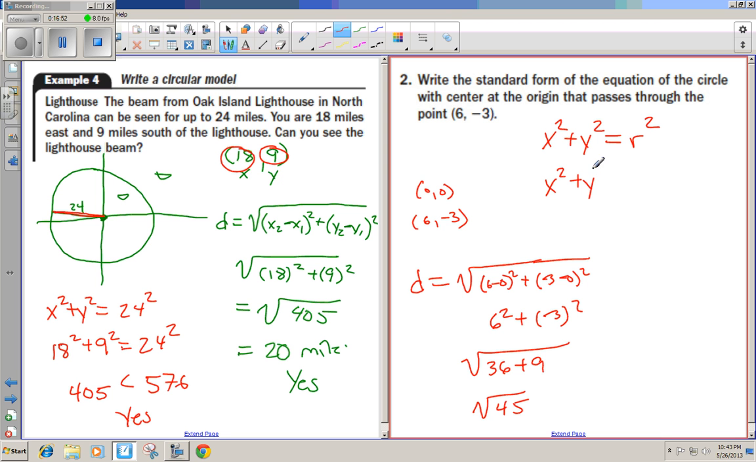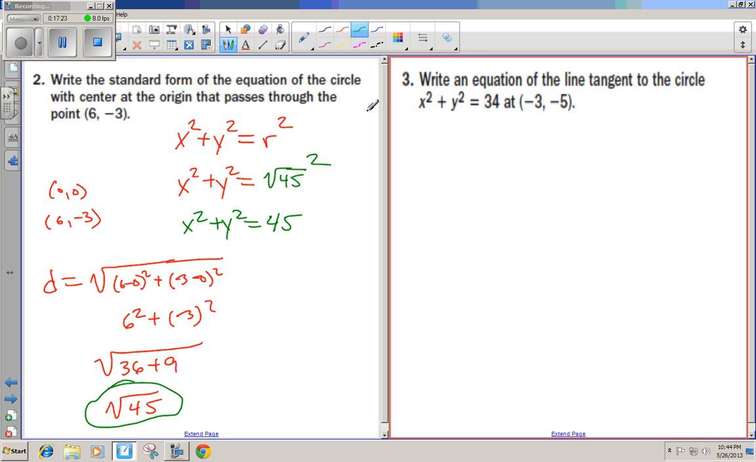So when I put that number in there, the square root of 45, you have to remember that the radius is being squared. So my actual answer for this equation is just 45. Please don't make this mistake; it's going to be a common one. You square the radius, so if the radius is a square root, it's just the number.